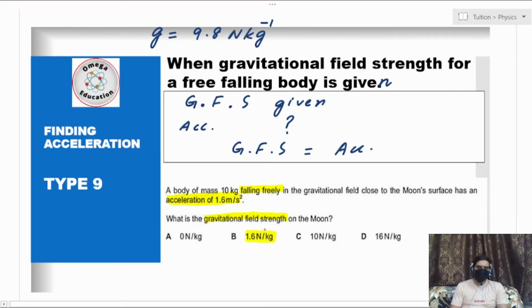The only difference is gravitational field strength is measured in Newton per kilogram and acceleration is measured in meter per second square. But in terms of magnitude, it would be just the same thing. Right? So once again, the question can be asked in either way. Gravitational field strength is given, you have to state the acceleration for free fall. Free fall acceleration is given, you need to state the value of gravitational field strength. And you see this mass that they had given in the question was pretty much of no use.